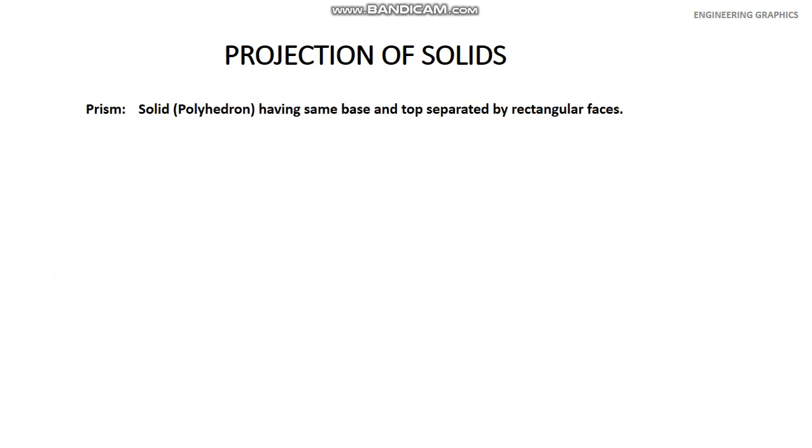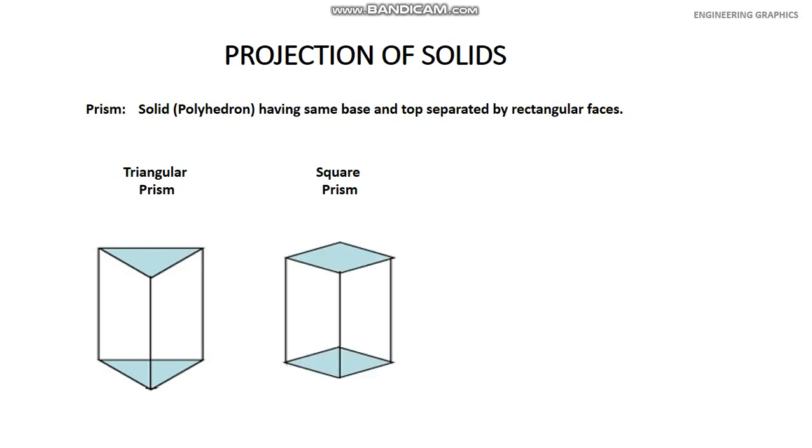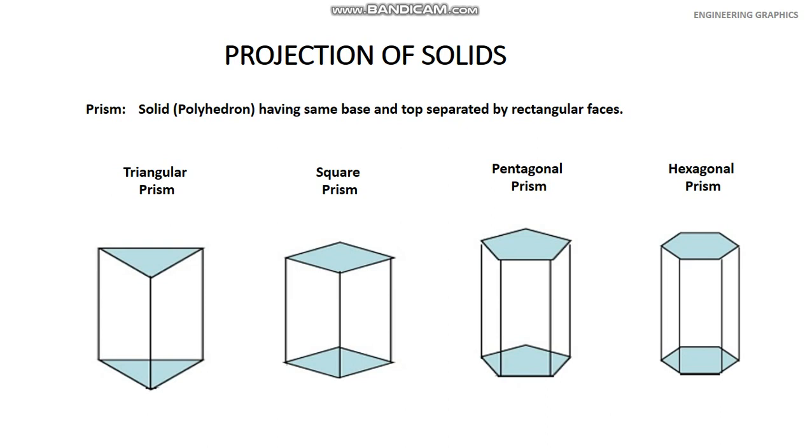Prism is a solid having same base and top separated by rectangular faces. Example is triangular prism, in which at the base there is a triangle, at the top there is a triangle, and these two triangles are separated by rectangular faces. Square prism, square at the base, square at the top, and separated by rectangles. Pentagonal prism, pentagon at the base, pentagon at the top. Hexagonal prism, hexagon at the base, hexagon at the top.